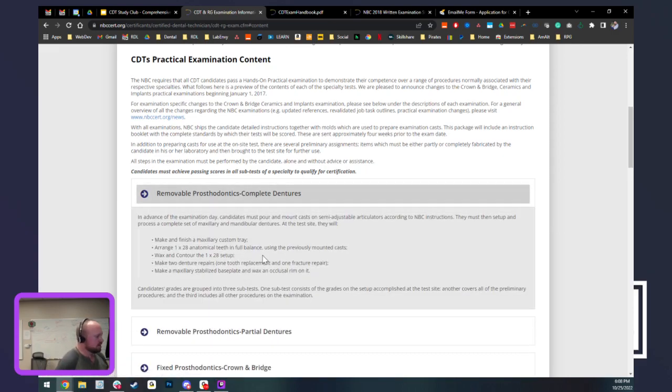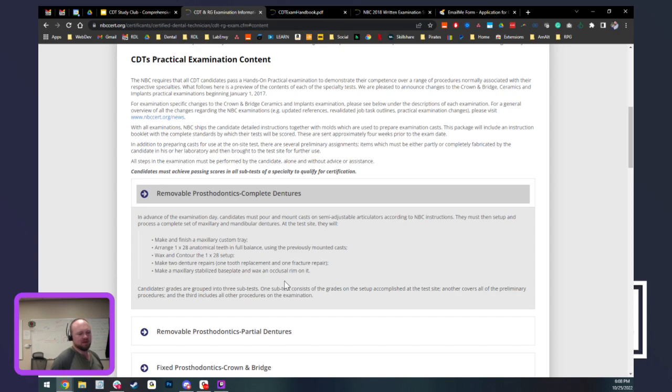All right, so in advance of the examination day, if you're doing removable prosthodontics, complete dentures, candidates must pour and mount casts on semi-adjustable articulators according to NBC instructions. They must then set up and process a complete set of maxillary and mandibular dentures. At the test site, they will make and finish a maxillary custom tray, arrange a 1x28 anatomical teeth in full balance using the previously mounted casts, wax and contour the 1x28 setup, make 2 denture repairs, 1 tooth replacement and 1 fracture repair. This is where it gets a little hinky.